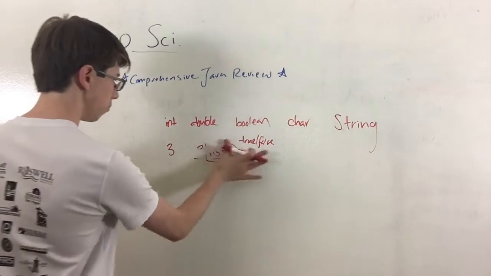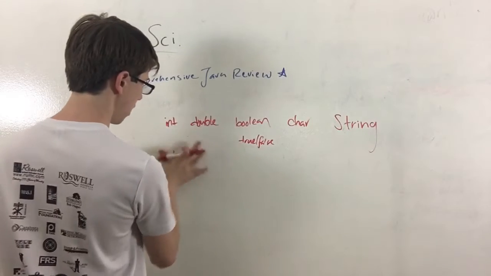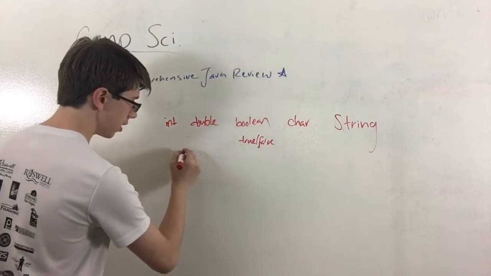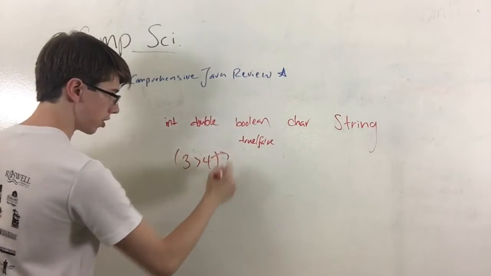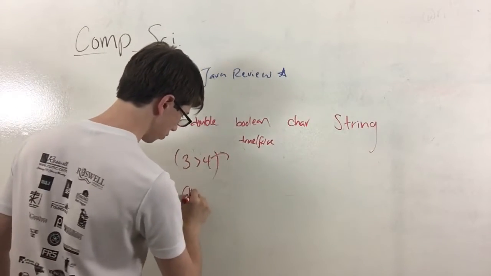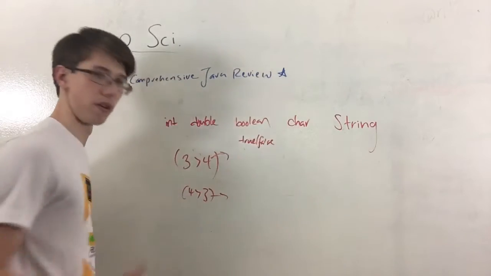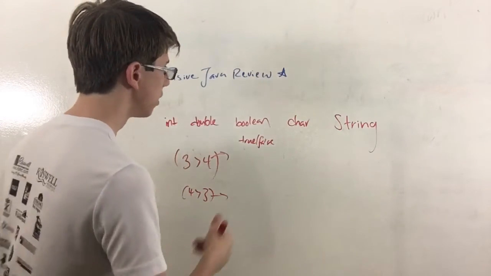Say we have this condition, like 3 is greater than 4. This would return a boolean value of false, but 4 is greater than 3 would return a boolean value of true. Okay, simple stuff like that.